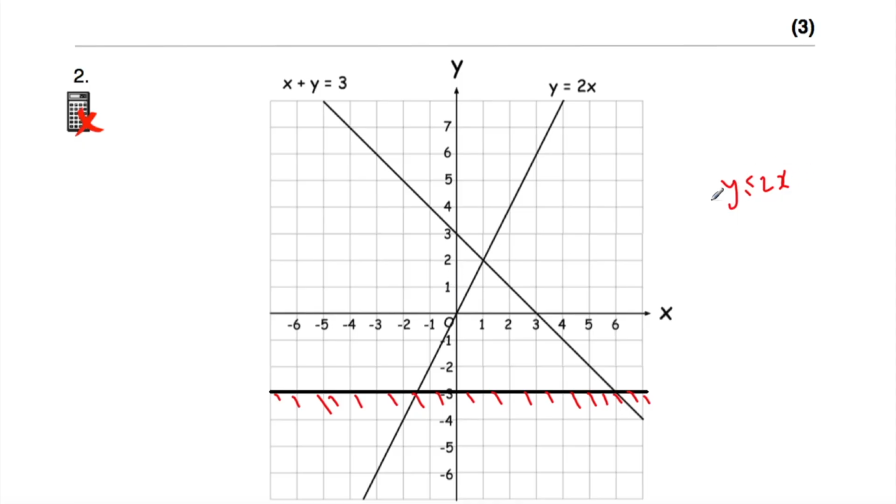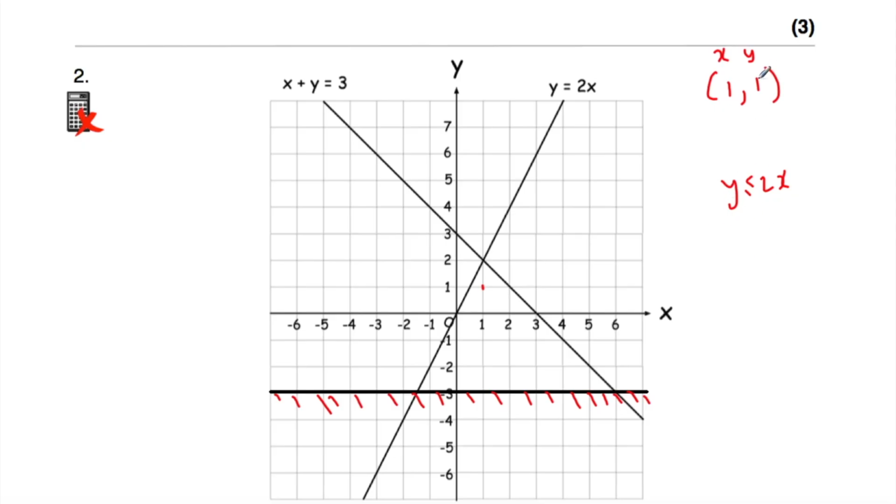So I'm going to choose a point that's not on the line. So a point that's not on the line is this point here, the point 1, 1. It's got an x-coordinate of 1 and a y-coordinate of 1. And let's substitute them into this inequality and see does it work or does it not work.